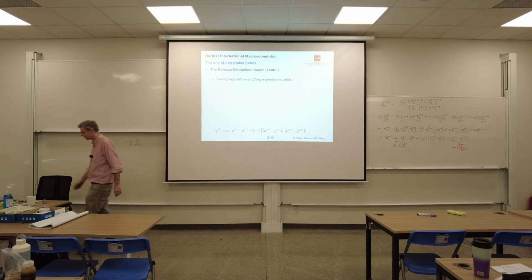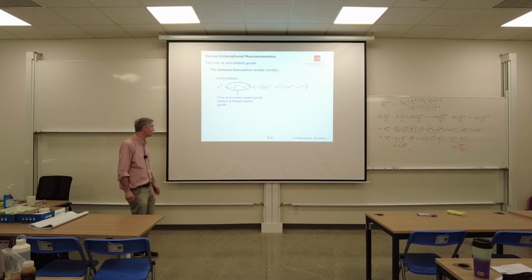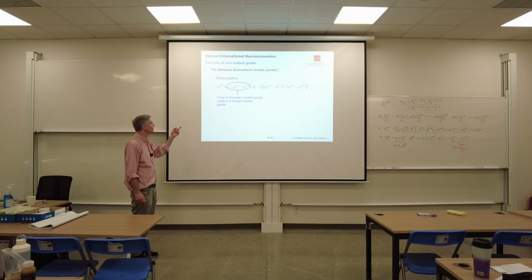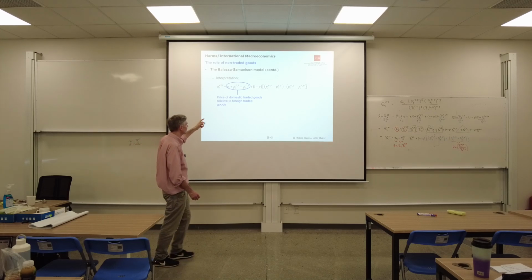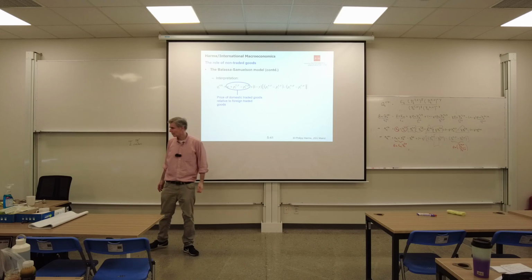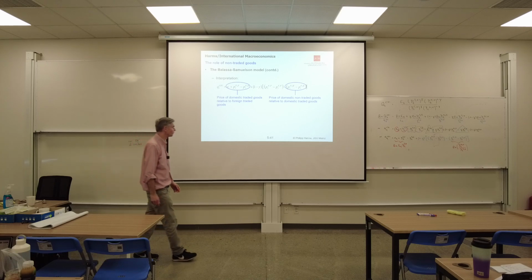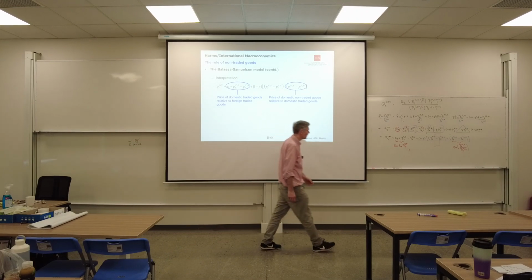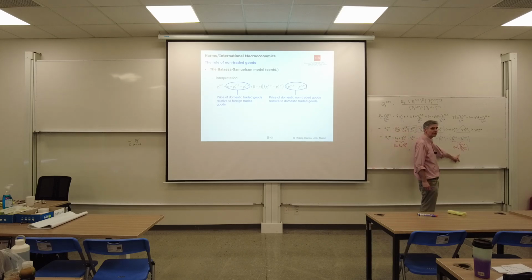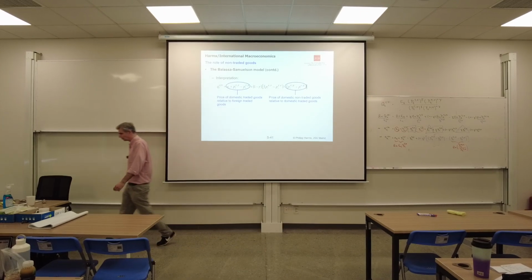Now, how do we proceed? We proceed as follows. Now, this is the price of domestic traded goods relative to foreign traded goods. Actually, it's the other way around. It's the price of foreign traded goods relative to domestic traded goods. I have to change that at some point. But you see the point, right? This is just the relative price of the traded goods basket. This is the price of domestic non-traded goods relative to domestic traded goods, right? It's the log of Pn over Pt in the home country.